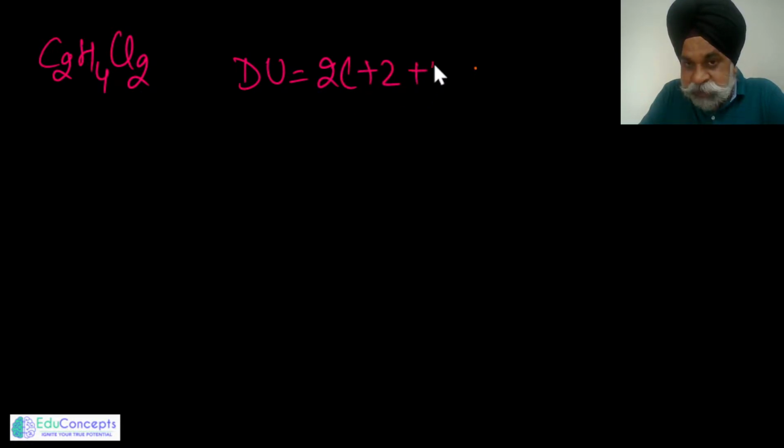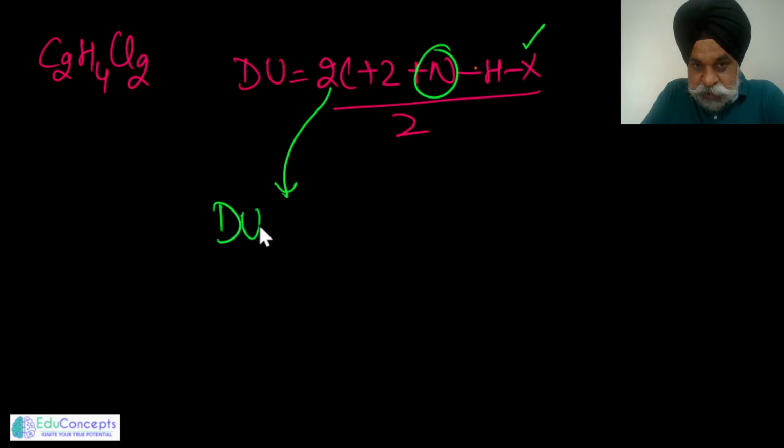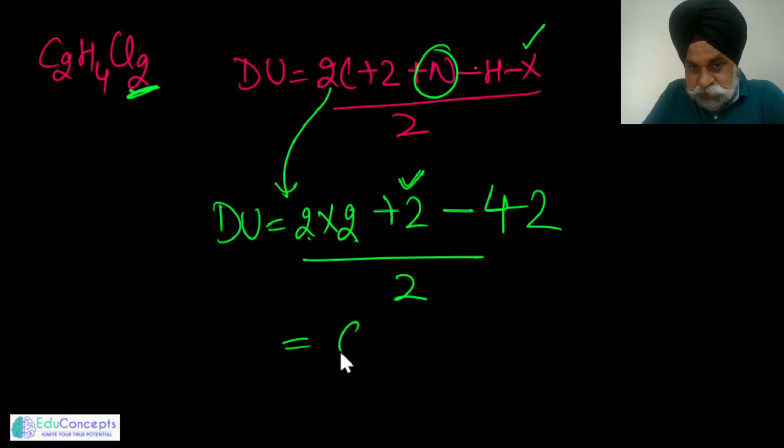C2H4Cl2. Say for example this is the formula given to you. So degree of unsaturation is 2C plus 2 plus N minus H minus X upon 2. Here you would find that nitrogen is not there, but you have halogen. So what I do here is 2 into 2 carbon atoms plus 2, minus how many hydrogen atoms I have? 4. And halogen atoms, chlorine, are 2 in number, divided by 2. So 4 plus 2, 6, minus 6, this is 0. So the degree of unsaturation in this particular compound comes out to be 0.